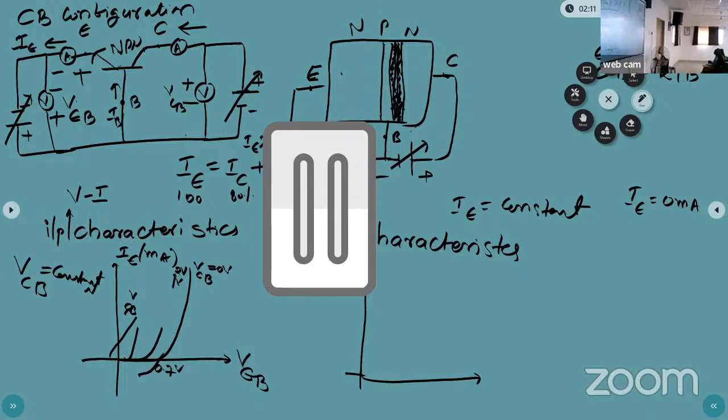Now I am keeping IC constant. IE is constant, that is the 0 milliamp. Then what is the voltage, and what about the output characteristics? I am keeping IE equal to 0. How am I making IE equal to 0? By varying this bias voltage.